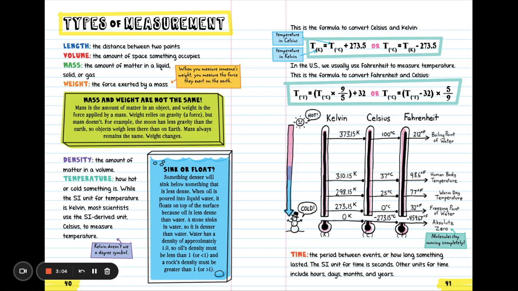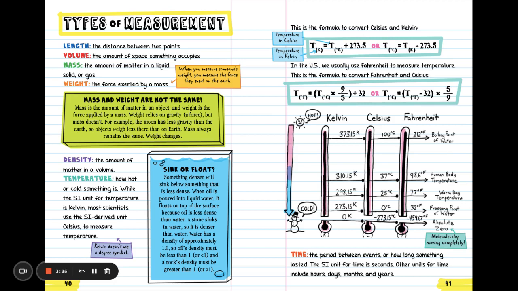Weight relies on gravity, a force, but mass doesn't. For example, the moon has less gravity than the Earth, so objects weigh less there than on Earth, but mass always remains the same. Weight changes. Density, the amount of matter in volume. Temperature, how hot or cold something is. While the SI unit for temperature is Kelvin, most scientists use the SI derived unit, Celsius, to measure temperature. If you do use Kelvin, Kelvin doesn't use a degree symbol.